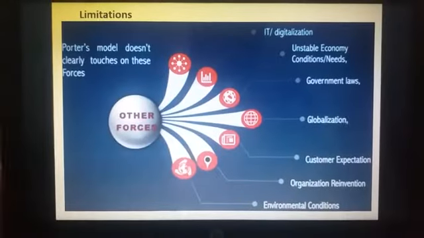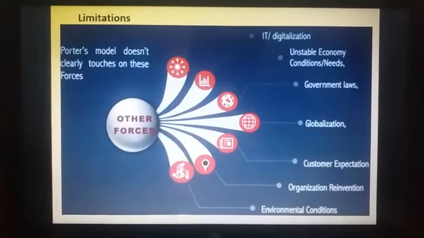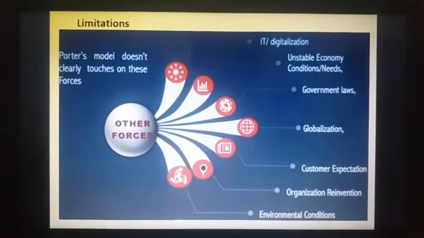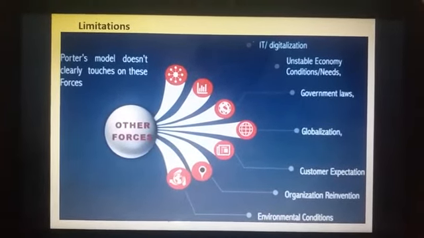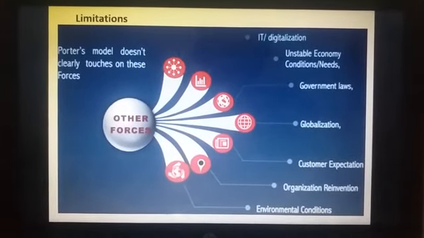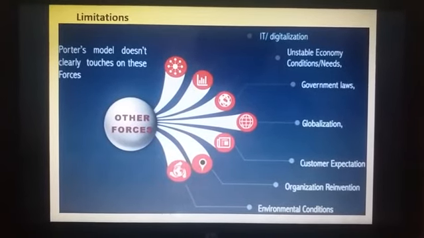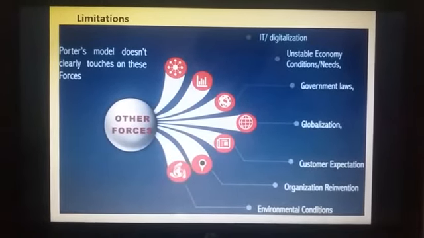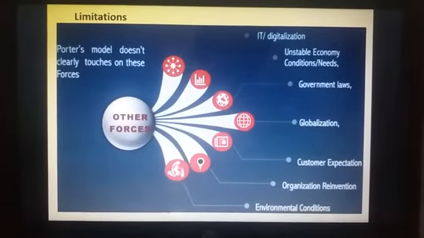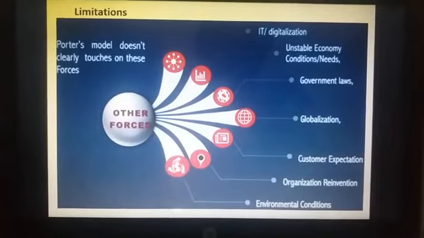Moving ahead, the last but not the least topic for the day is limitations. Porter's model doesn't clearly touch on these forces. It doesn't tell what will happen when Porter's five forces are implemented in the case of the IT sector, unstable economy, government, globalization, customers' expectations, organizational reinvention, and environmental conditions.